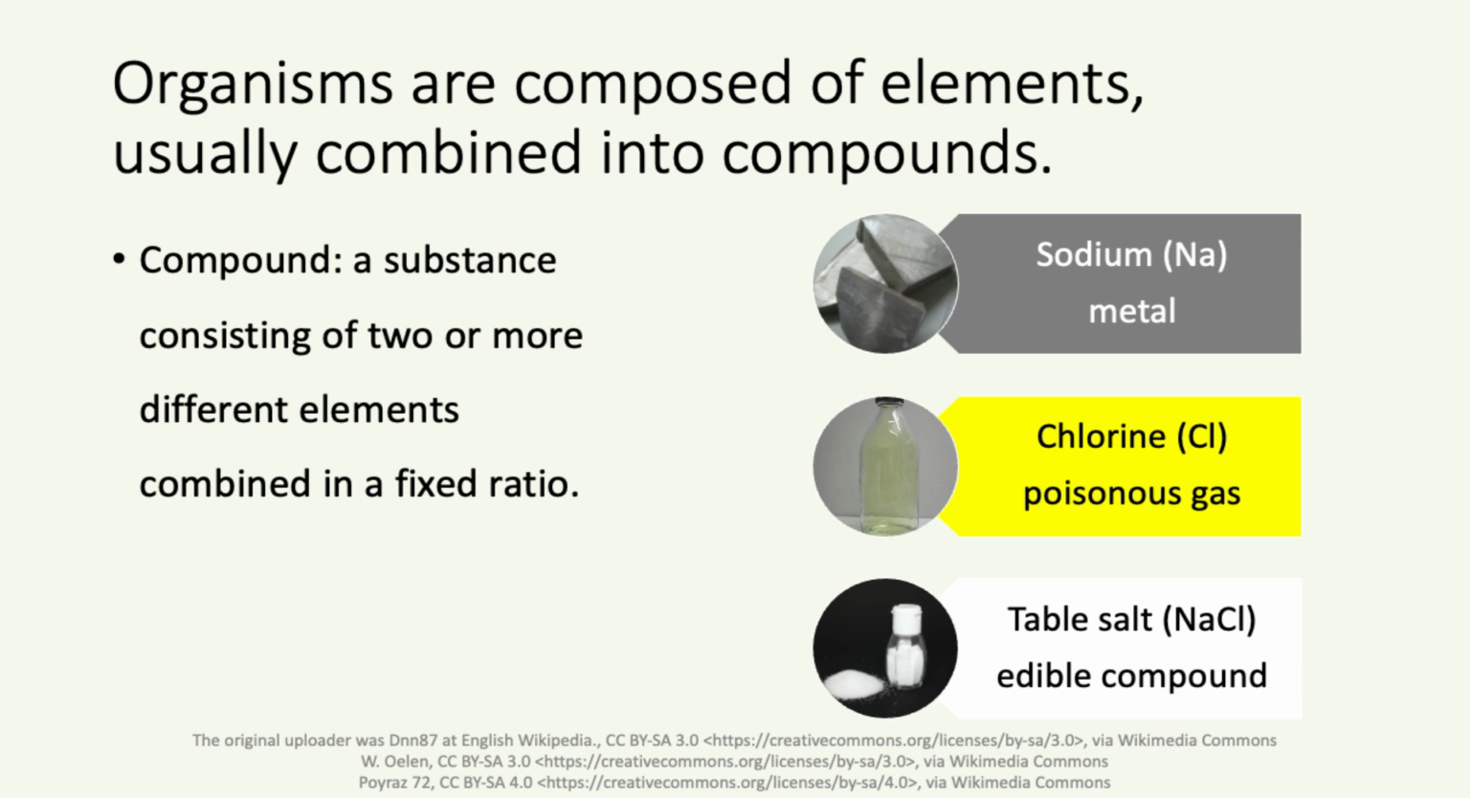A compound is a substance consisting of two or more different elements combined in a fixed ratio. For example, table salt has equal parts of the elements sodium and chlorine. Pure sodium is a metal and pure chlorine is a poisonous gas. Chemically combined, however, they form an edible compound. Table salt is an example of organized matter having emergent properties. A compound has characteristics different from those of its elements.